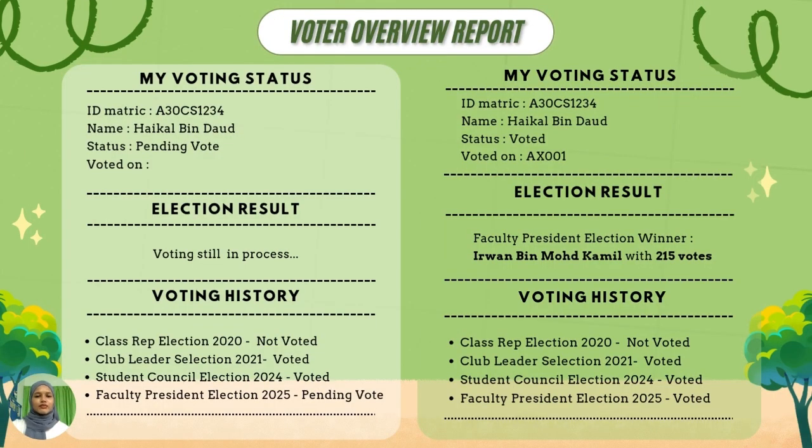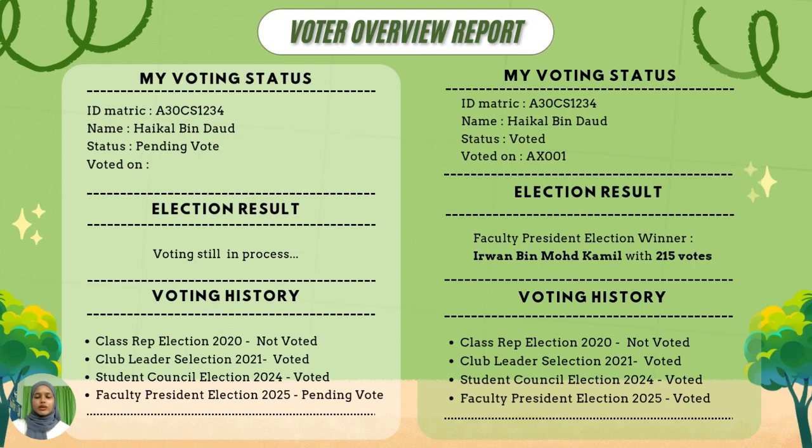Next, we also provide voter overview reports. It includes voter ID, voter name, voter status, election result, and voting history. As you can see, on the left is the voter named Haikal bin Daud when he has not yet voted, and on the right is the same voter when he has already voted. On the left, the status is pending, voted on is still null, and the voting history shows the same. On the right, after he has voted, the status changes to voted and voted on is filled with the candidate's ID. And the election result will be shown at the end.